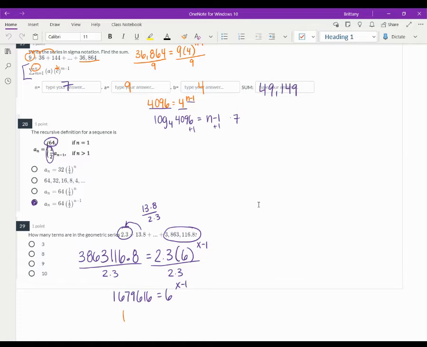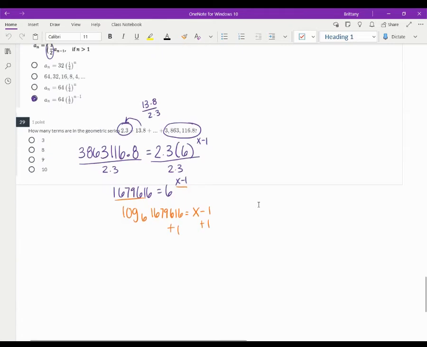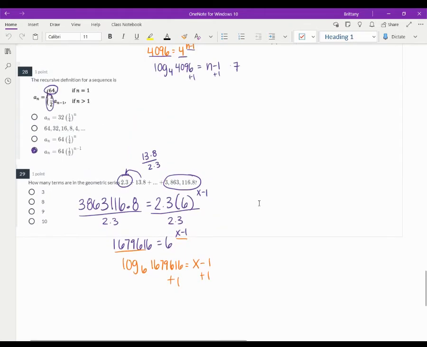Rewrite it as a log. The base of the exponent stays the base of the log. These two switch. So we get log base 6 of 1,679,616 equals x minus 1. Add 1 to both sides. I'll do this one on the calculator if you want to see it. But remember, math, arrow up, and hit log base. You want log base 6 of 1,679,616, and then add 1, and your answer is 9.